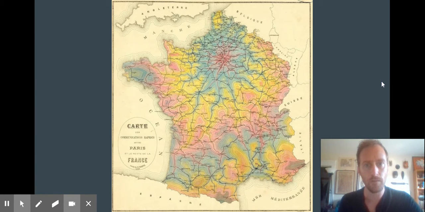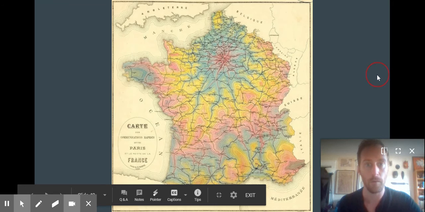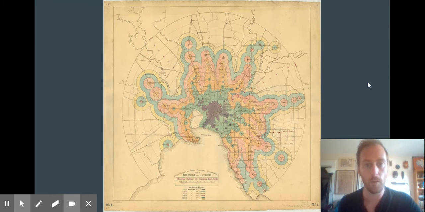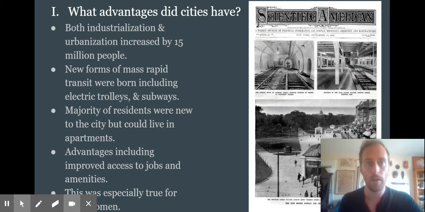Similar map with France, showing the importance of infrastructure. Basically, this is all centered on Paris and how long it takes to get from Paris. Similar story with the city of Melbourne. All of that being said, getting around and being able to go places is a really big advantage of a city.